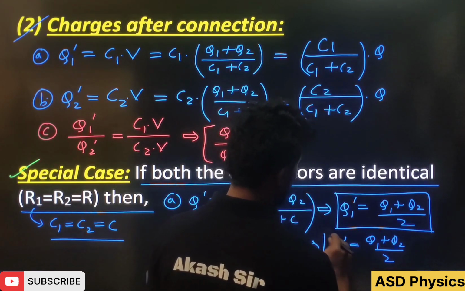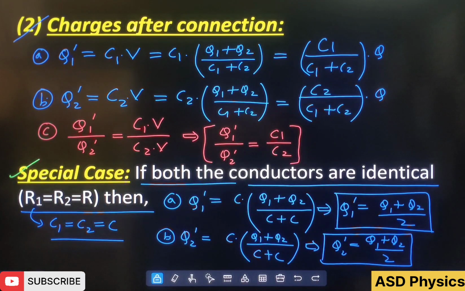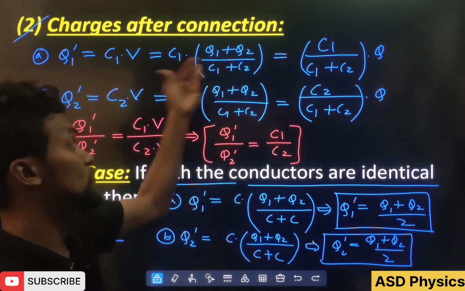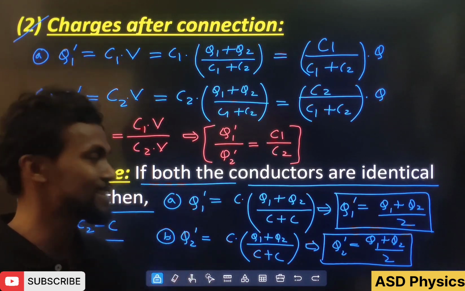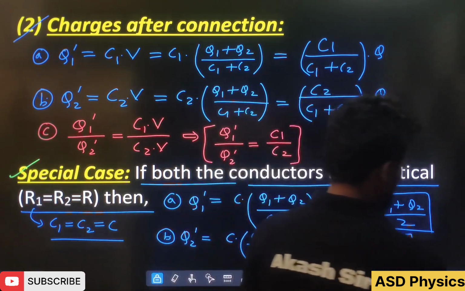So students, again I am telling you, this formula is applicable when the conductors have the same radius, or we can say they are identical. Otherwise, if they are not identical and the radius is different, then we have to use the earlier formula. If they are identical and the radius is the same, then only we can use this formula directly. I hope this is very clear. Great.